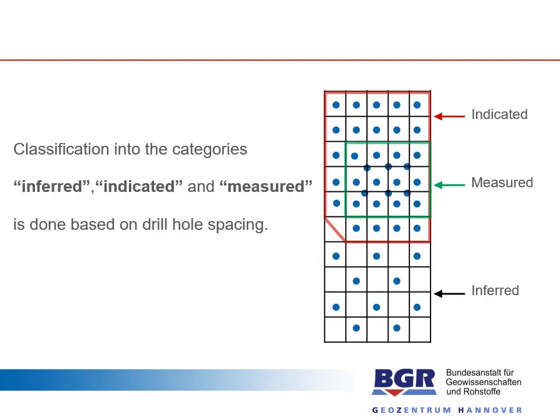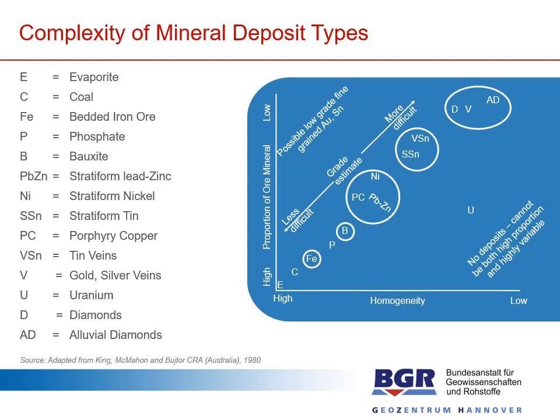The classification into the categories inferred, indicated and measured is based on drill hole spacing. Here in this example you can see the drill hole spacing of an inferred, an indicated and a measured category of a mineral resource. The closer the drill hole spacing, the higher the knowledge about the mineral resource in the ground. But we are not able to give a general description of the drill hole spacing. For example, you cannot say when I have a drill hole spacing of 50 times 50 meters, I can call my deposit a measured resource.